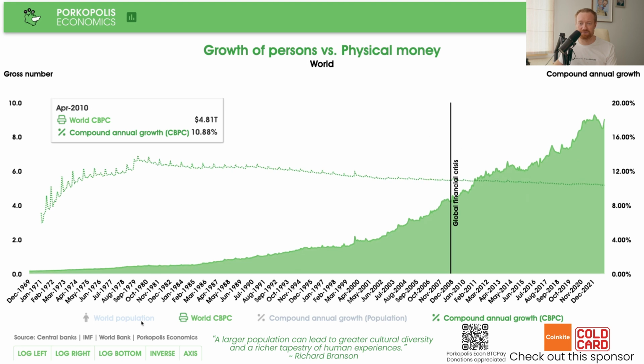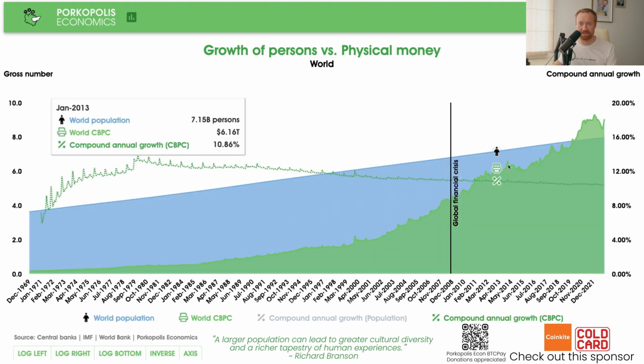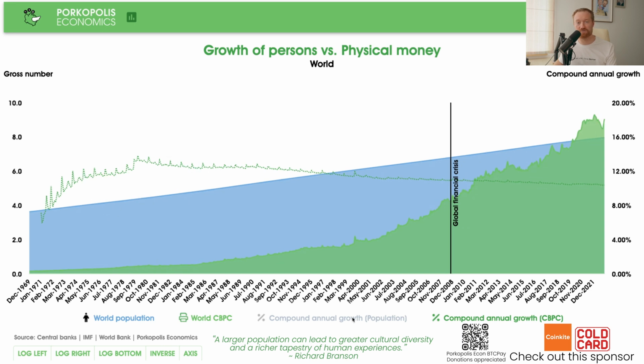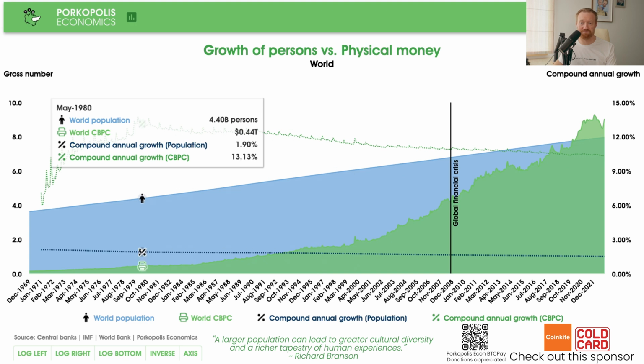Now let's put them together. So let's put world population back. That's the blue, and we see it's a much more consistent rate of growth. But then let's look at the compound growth rate of population. Here we see the difference. The growth of physical cash, money in the world, is 6 to 7 times faster than the growth in the number of people in the world.